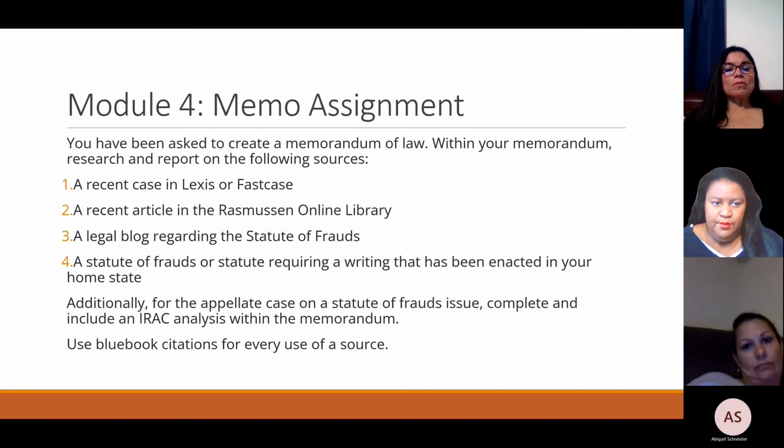Let me take the time to find a recent case in Fastcase. Let me share my desktop with you, and I'll do that part of the assignment with you just to make sure that we all know how to do it.